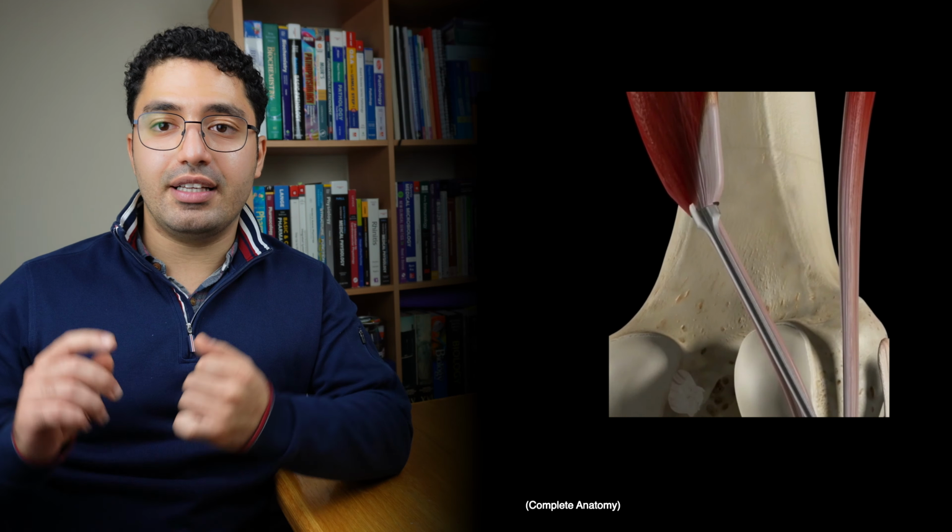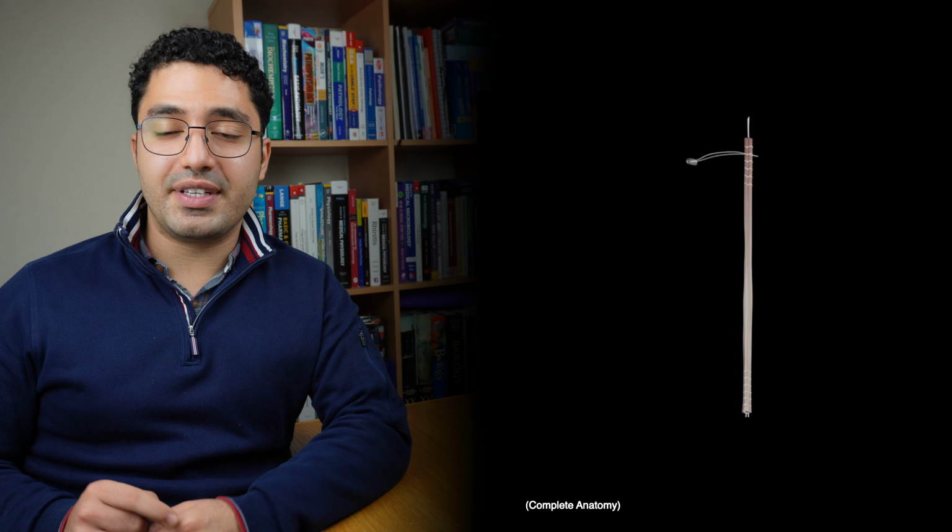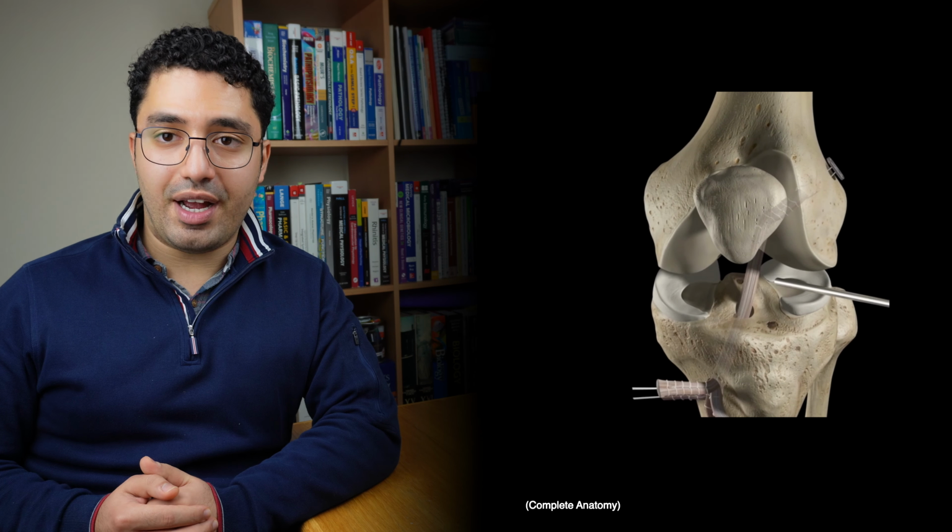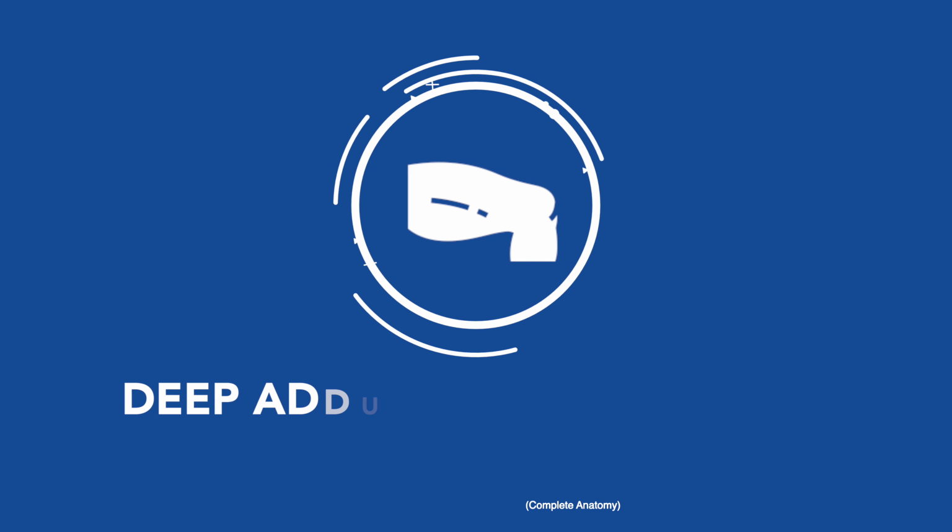Therefore, in ACL injuries, tendons of the gracilis and the semitendinosus are harvested, sutured together, and used as a graft to replace the torn ACL. Now let's move on to the deep adductor muscles.